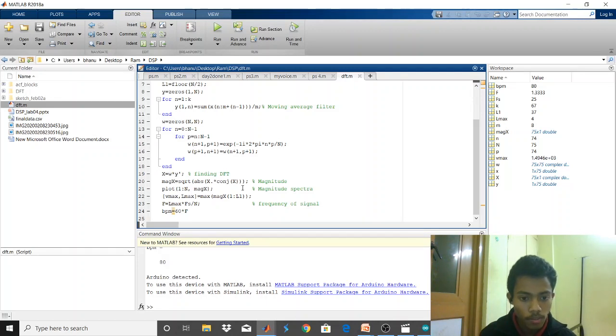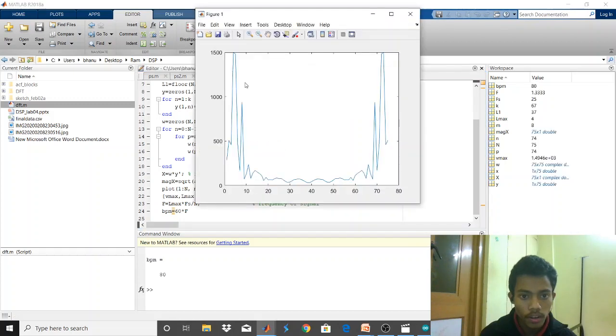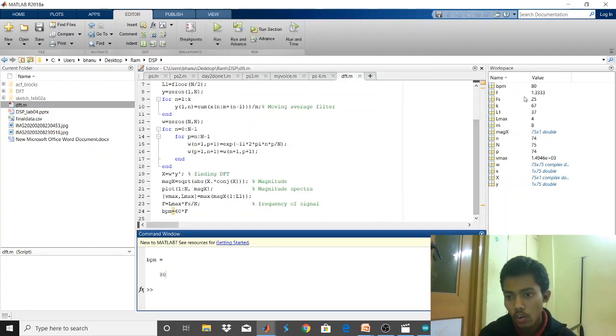I plot its magnitude spectra, and in that magnitude I find the maxima. The corresponding coefficient maximum I am getting is at L max equal to 4. L max into fs by n will give the frequency of the signal. If I want to find the BPM, it is 80 beats per minute. I got 80 beats per minute by using MATLAB.